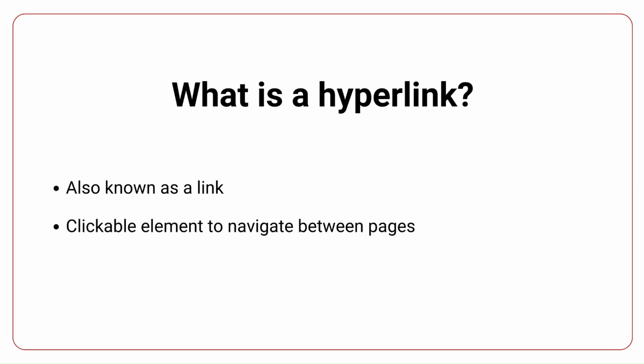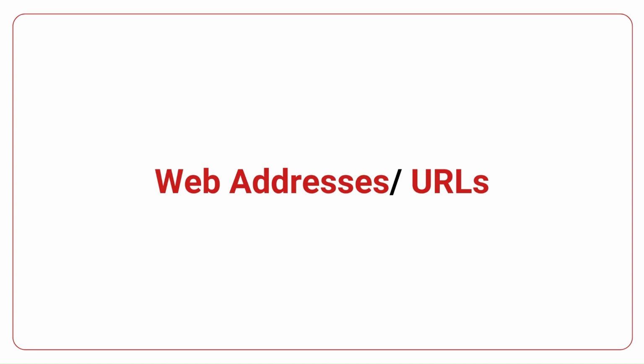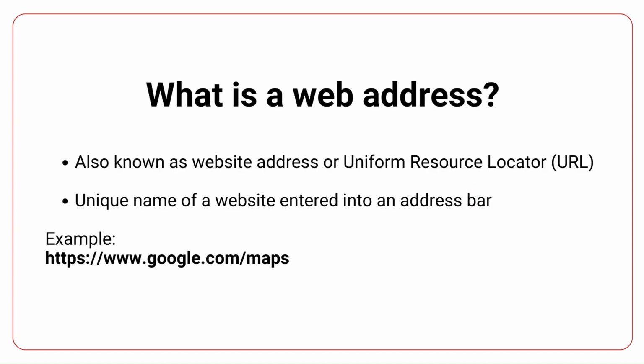We now know how to navigate between web pages, so the next few topics are going to be about how to access a website. Just like how streets have addresses to distinguish between houses, websites have unique names called website addresses or web addresses or URLs, which is short for Uniform Resource Locator. These web addresses, or URLs, are used to differentiate between different websites on the internet.